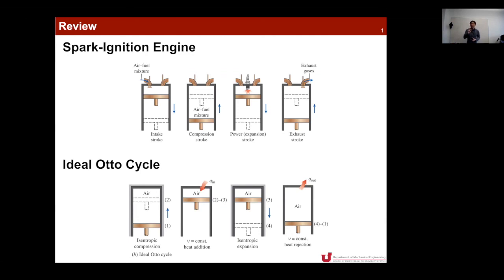We don't worry about fuel anymore in the ideal Otto cycle analysis, and we also assume that this air has constant specific heat. Then we use the cold air standard assumption. If we still consider the variable specific heat for the air, which is an ideal gas, then we say that we use just the air standard cycle analysis.